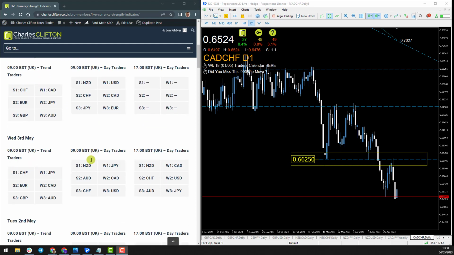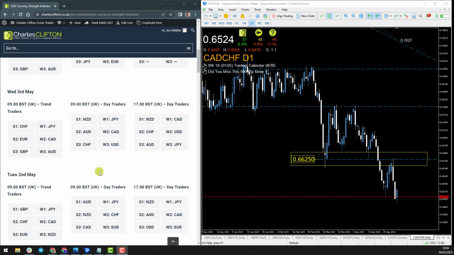Going back to yesterday's information, the reason why I took a position on CAD Swiss is because it featured on the tables on both the trend traders and the day traders table, and when I looked at the chart, it was in a good position to take a short-term move.